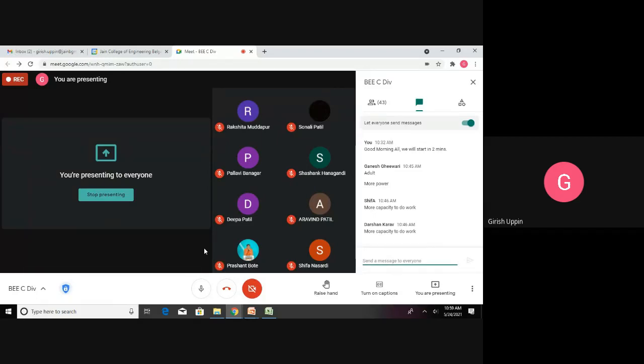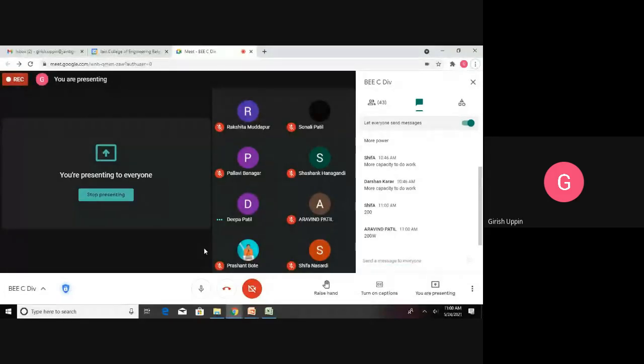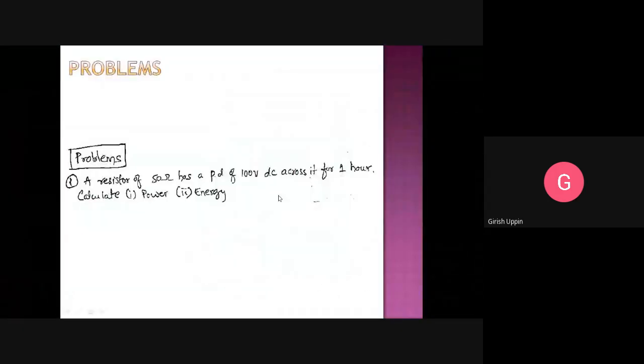I want answers. Don't just listen to this particular class, you have to work out the problems. I told you 50% would be theory and 50% would be problems. What is the power consumed? 200 watts, correct. Units, very good. So the power is 200 watt.